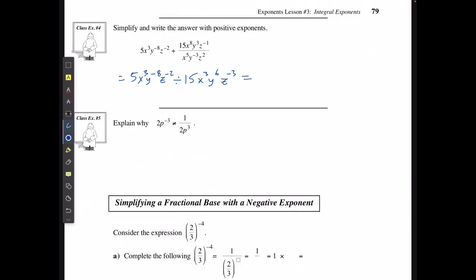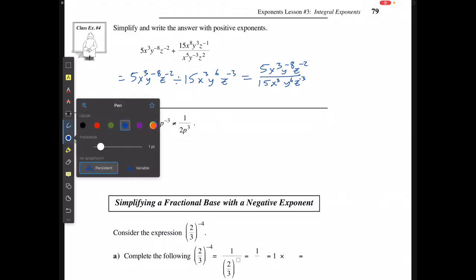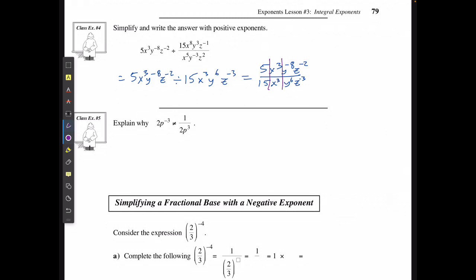Now that I've simplified this, I can say that if I stack it on top of each other, I have 5x^3 y^-8 z^-2, all divided by 15 x^3 y^6 z^-3. The 5 over 15 is the same as 1 over 3.